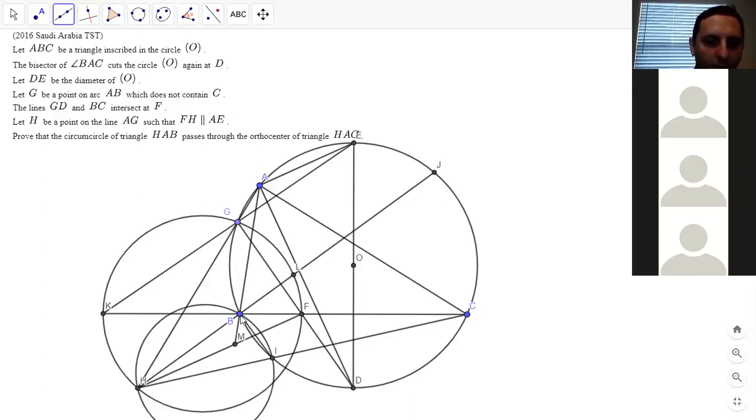Okay, so yeah, you want to calculate angle BMH, and if you can do it in terms of BIH, then you can show it's the in-center. And this is easy to calculate, angle BMH. It's angle like 180 minus GAM minus GMH, right?